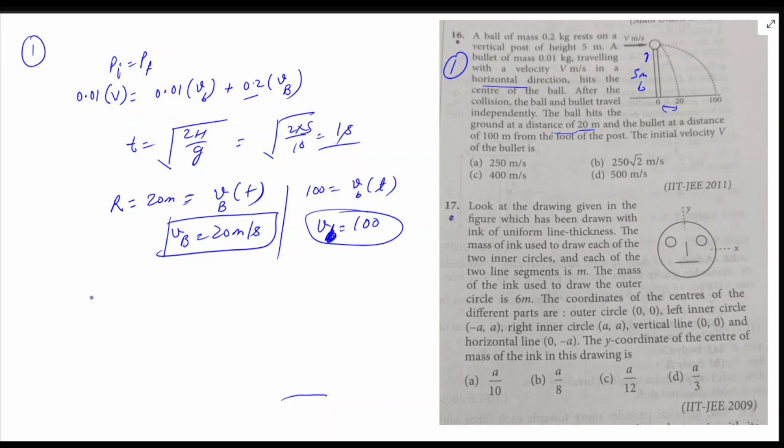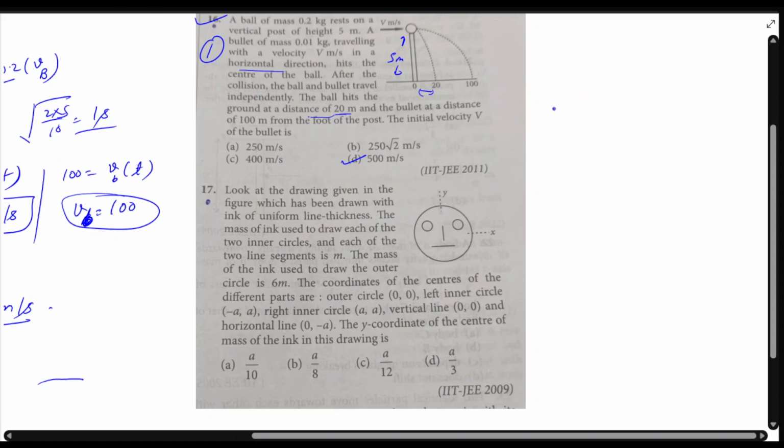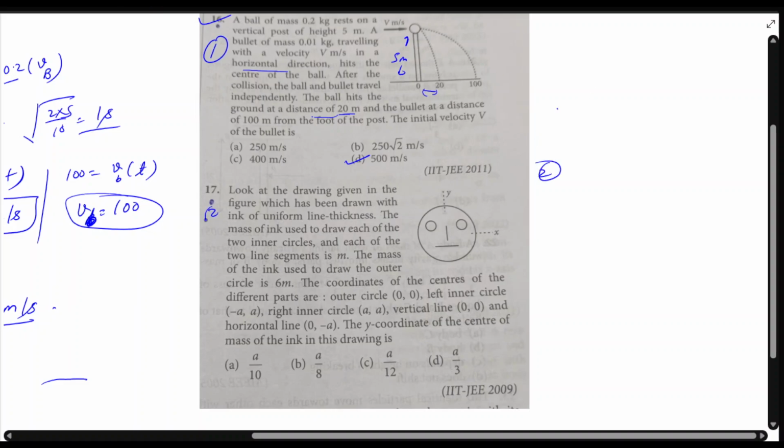Let's put all those values here so we can find the capital V. So it will be 0.01 into V equals 100 into 1 by 100, so this will be 1, plus 0.2 into 20, so it will be 4. So V will be 5 divided by 0.01, so it will be 500 meters per second. So quite a simple question it is. Let's move on to question number two.